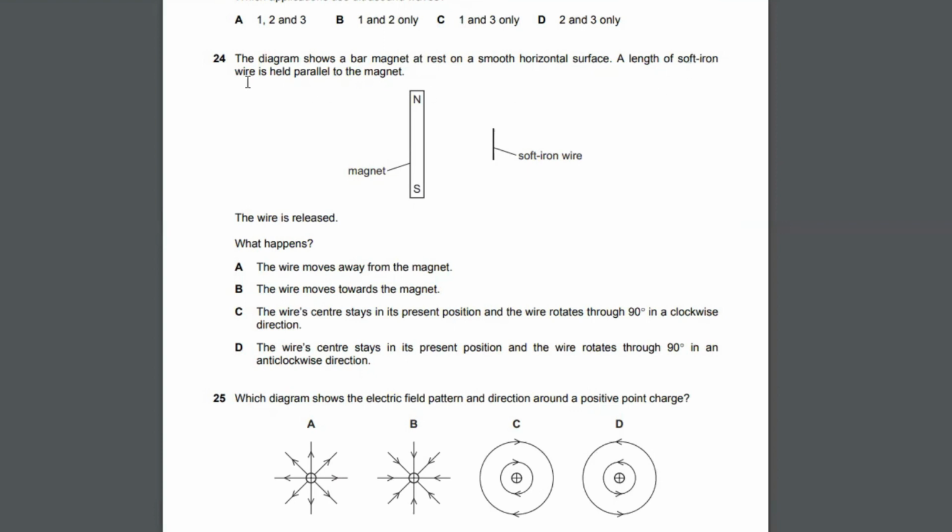Next is: the diagram shows a bar magnet that rests on a smooth horizontal surface. A length of soft iron wire is held parallel to the magnet. The wire is now released.